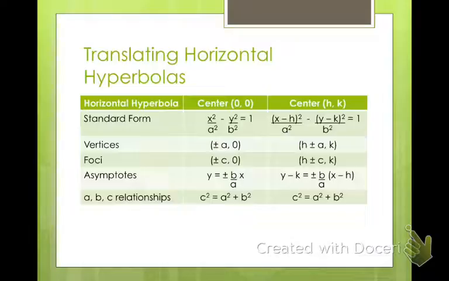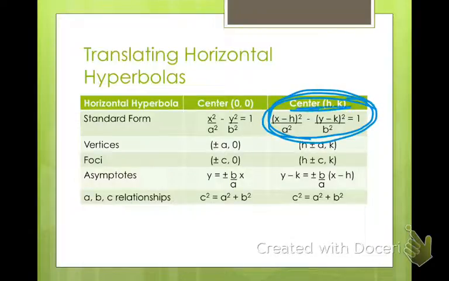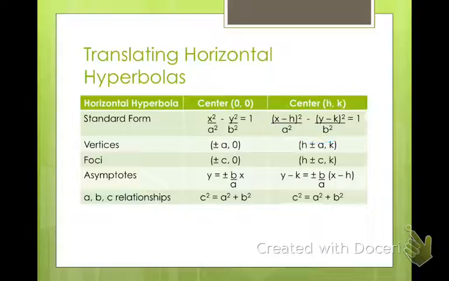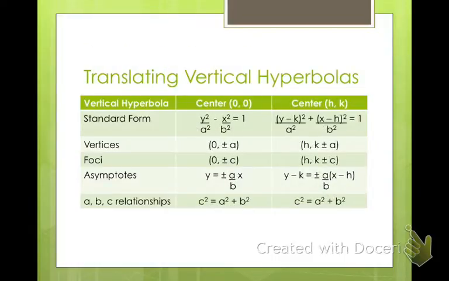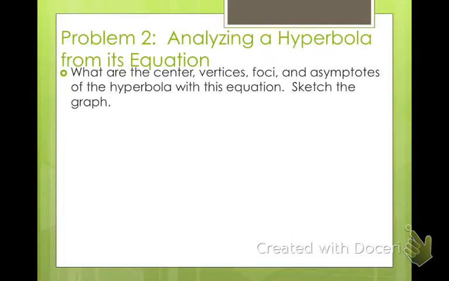Okay, and then with hyperbolas, the formulas are the same, except instead of x squared, y squared, we have x minus h squared and y minus k squared, where our center is (h,k). And remember, our vertices, our foci, they all go from the center, not from the origin. And there's our equation for a vertical hyperbola. Same thing, except y minus k squared goes first, and then x minus h squared. A and b still represent the same thing.